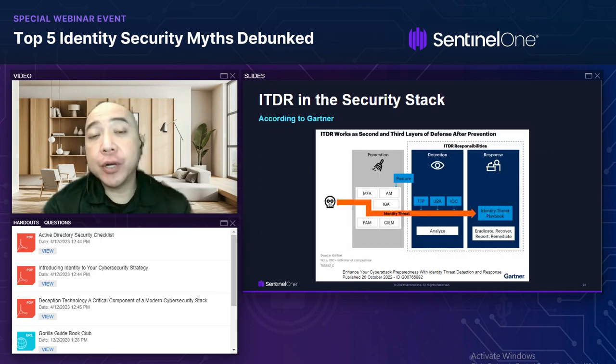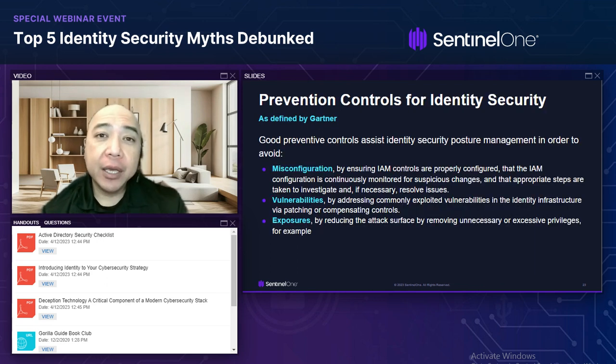Here's where it fits in the security stack, right? You notice that there's a bunch of prevention mechanisms before it actually kicks in. ITDR's responsibility is detection and response. You're going to gather TTPs, you're going to look at behavior, you're going to gather IOCs, and you're going to respond to it with an identity threat playbook. You notice, though, that there is this prevention mechanism that looks at identity posture management, right? And that is where Gartner defines preventative controls. This is not ITDR, and it's actually in the ITDR report that Gartner created.